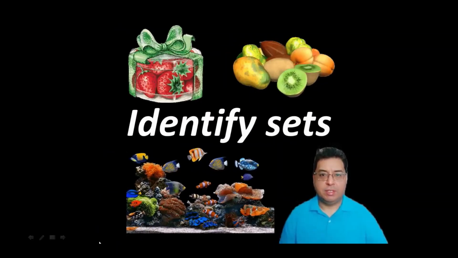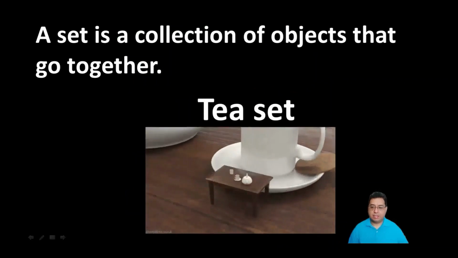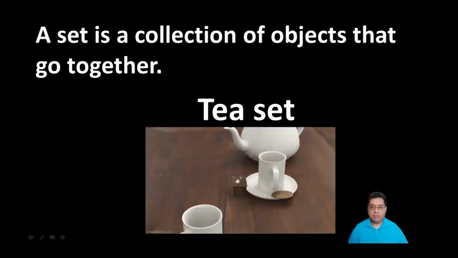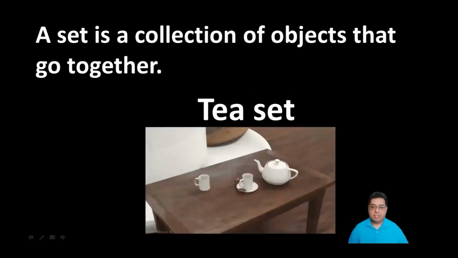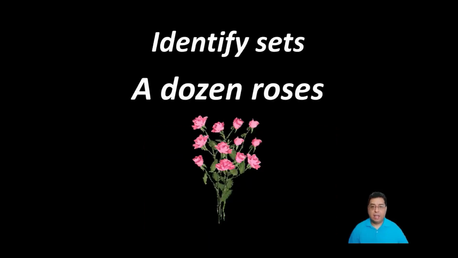So for today's video, we're going to identify sets, such as the ones you see here. So let's go ahead and take a look at that now. A set is a collection of objects that go together, such as this tea set here. A dozen roses is also another set that you can identify with.